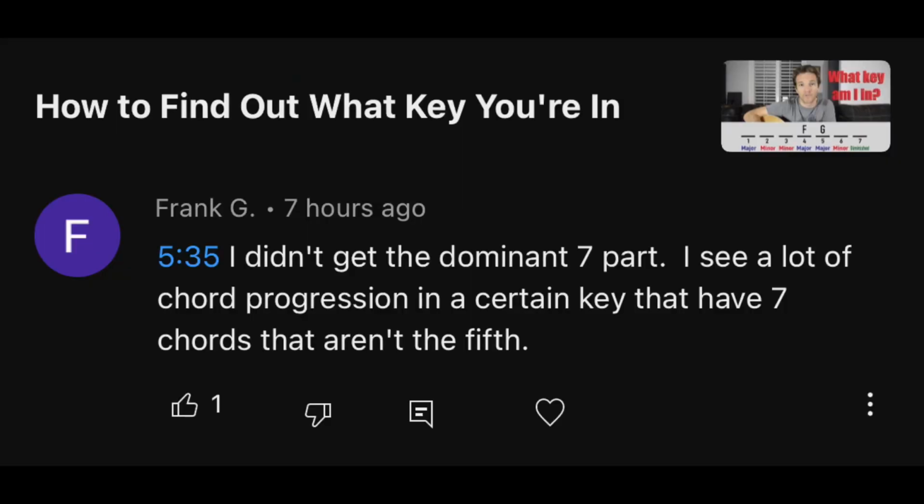I didn't get the dominant 7 part. I see a lot of chord progressions in a certain key that have 7 chords that aren't on the 5th. Let's talk about how to spice up any chord progression, okay?